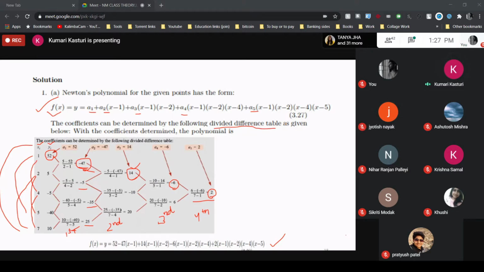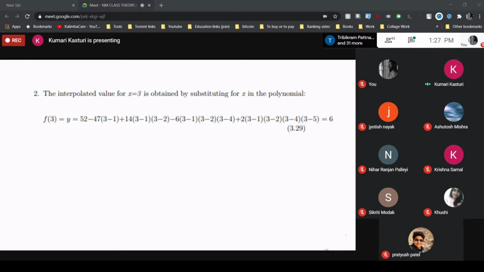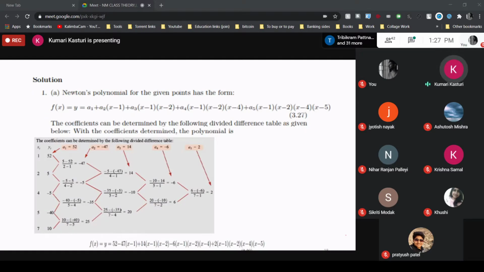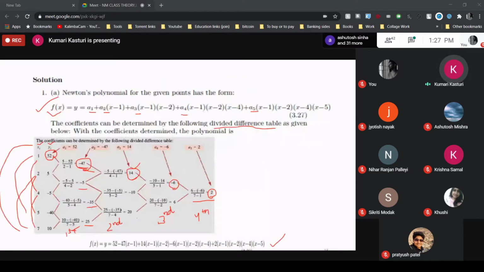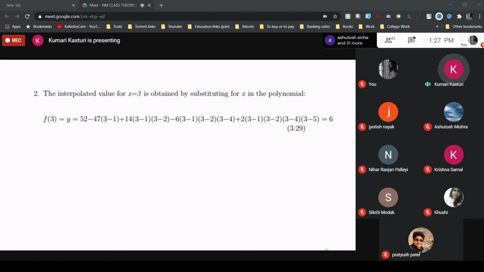Yes. Okay. So second bit, just see here. The question is given to you. After finding out the polynomial, what do you have to find out? You have to find out the interpolated value at x is equal to 3. So what you have to do? In the place of x, you have to place 3. So whenever you replace it with 3, you get the answer 6.